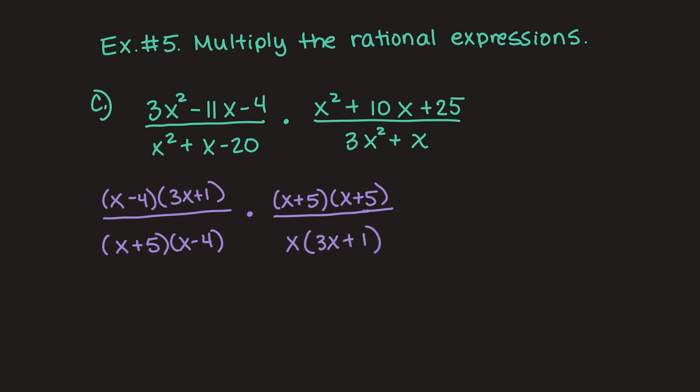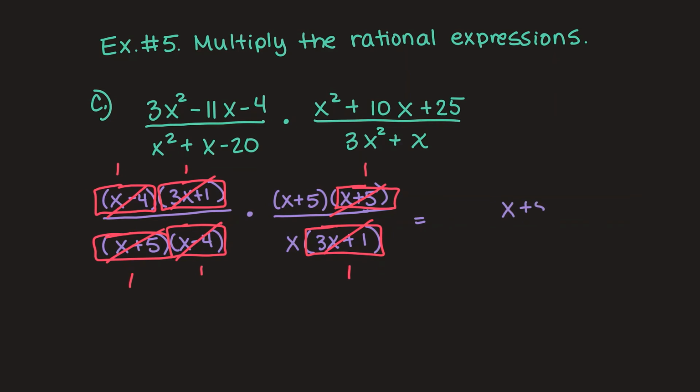And now that all the numerators and denominators are completely factored, we can divide out common factors. And then we are left with x plus 5 over x.